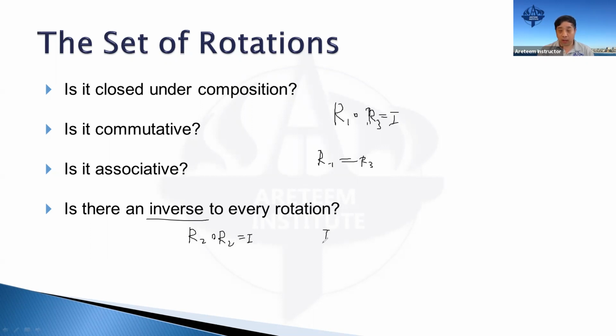How about the inverse to I? What is the identity's inverse? It's just I itself. So this is true. Every element has an inverse. Okay, so that's actually pretty good, a pretty good set and pretty good structure. This kind of structure, we give it a name.